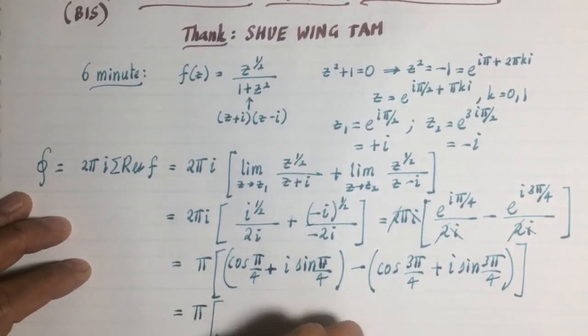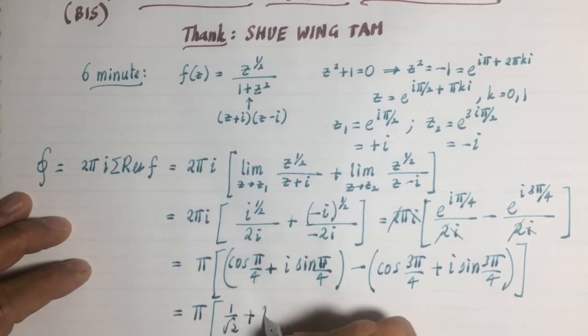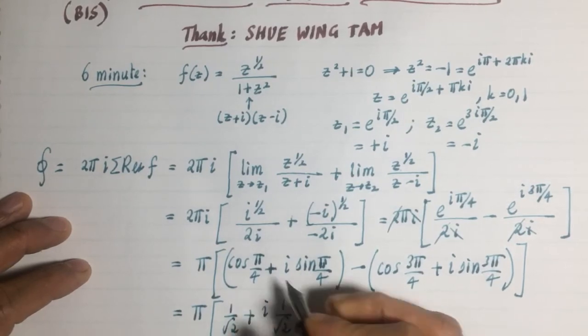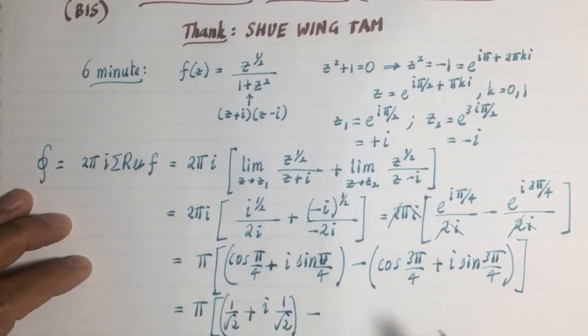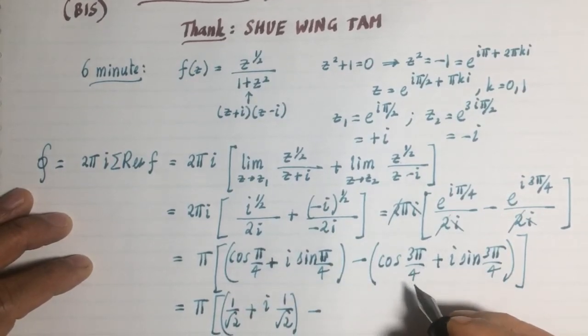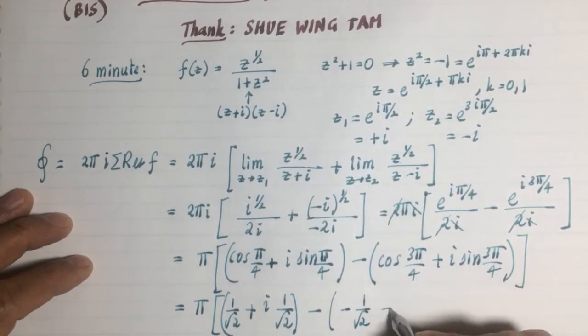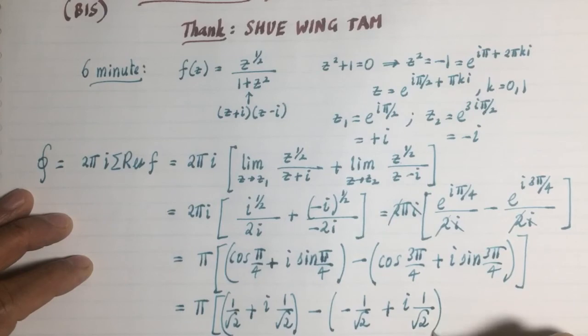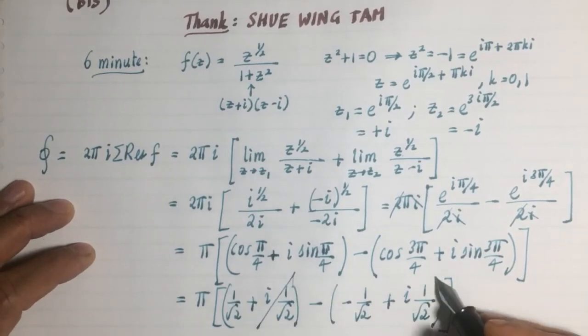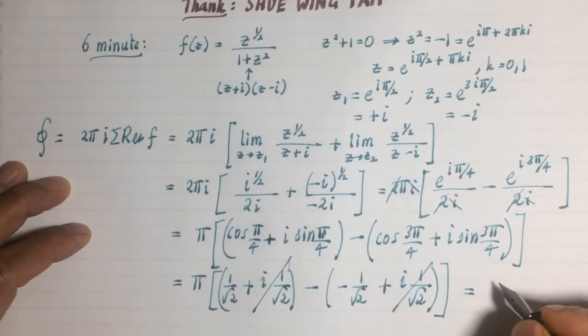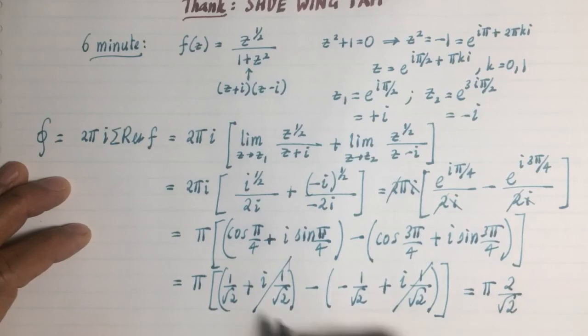That's pi times cosine pi by 4, which is 1 over root 2. Cosine 3 pi by 4, because 3 pi by 4 is in the second quadrant, it's 135 degrees, is negative 1 over root 2. And sine 3 pi by 4, since sine is positive in the second quadrant, is still that. So what happens is that these imaginary terms cancel out, and that gives me pi times 2 over root 2, because it's 1 over root 2 plus 1 over root 2. That's minus of plus, and that's root 2 pi.